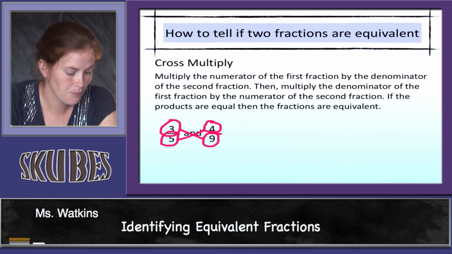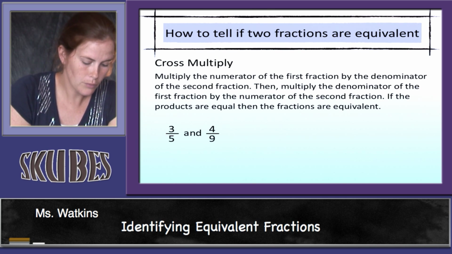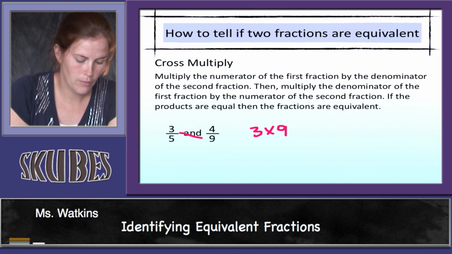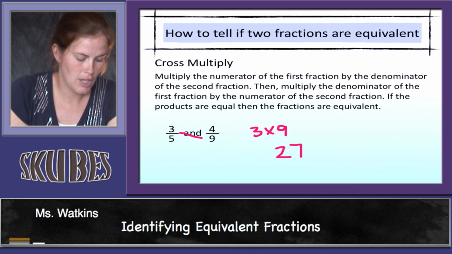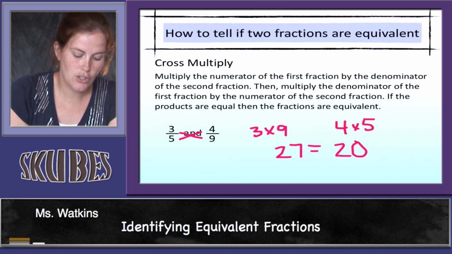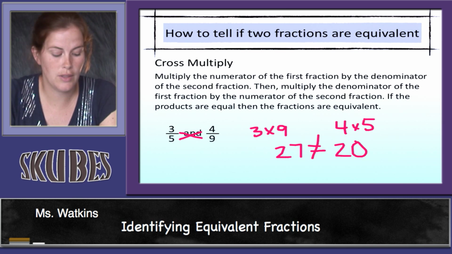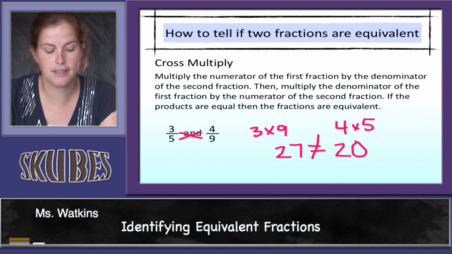So let's look here. We had 3/5 and 4/9. So to cross multiply, we're going to do 3 times 9, which equals 27. And we're going to do 4 times 5, which equals 20. These two products are not equal, so these two fractions are not equivalent.